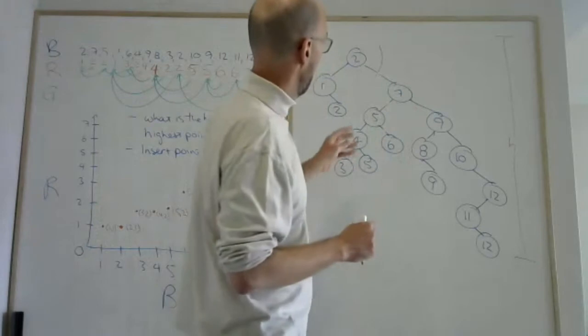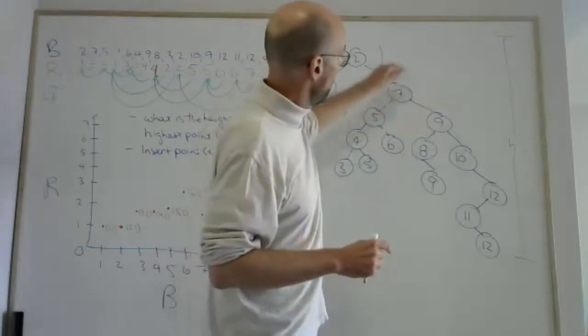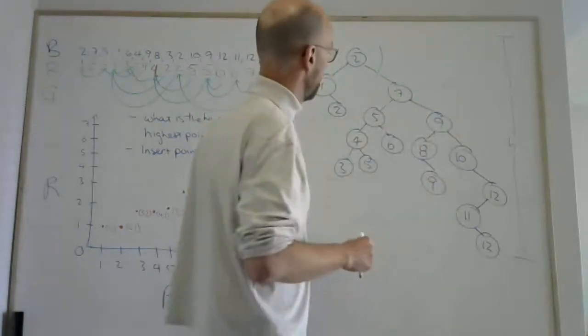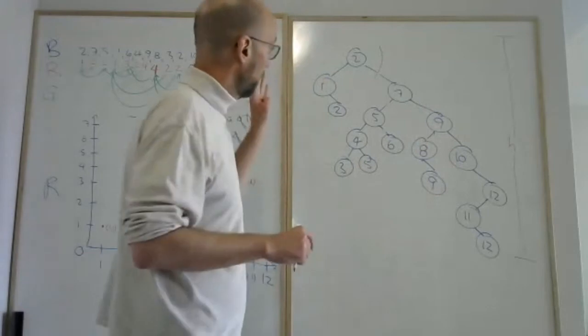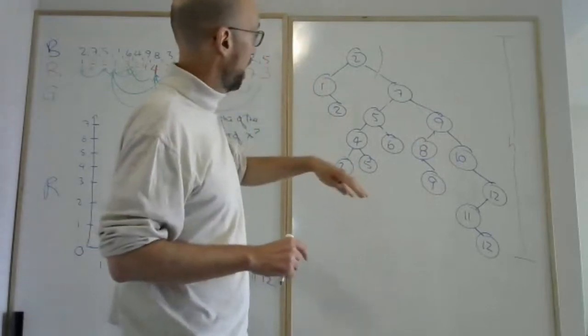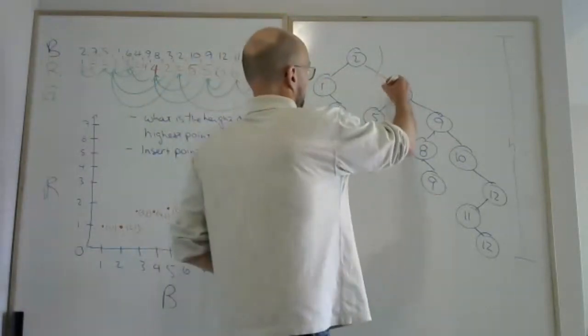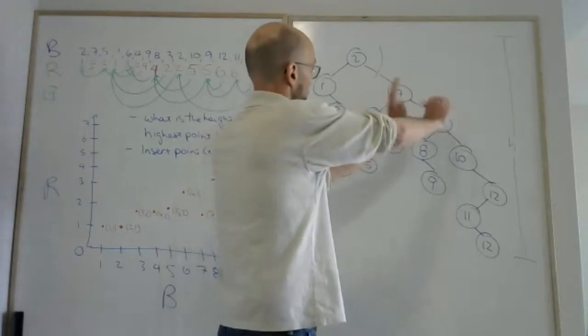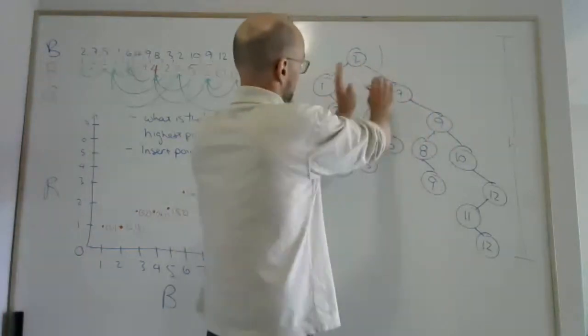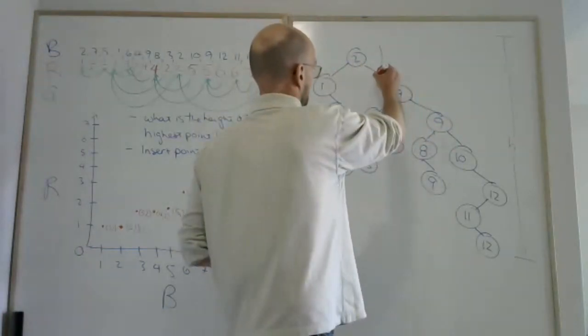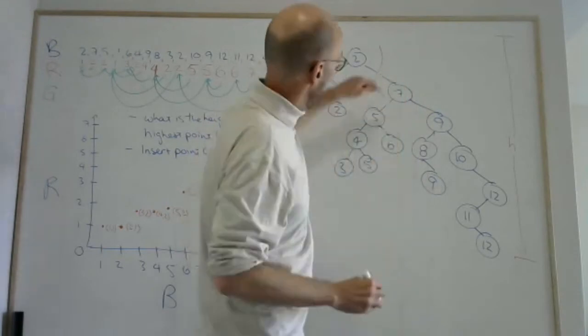7 is bigger than 5. So this 7 and everything in this right subtree are bigger than 5. So we don't want any of this, we don't want any of this. Now, but we don't know about this.